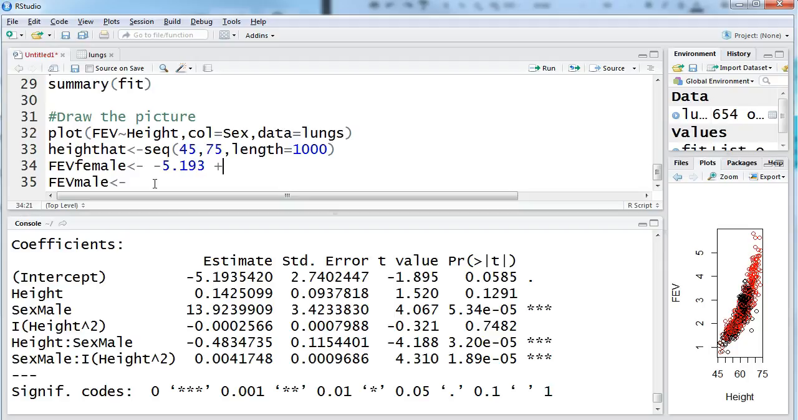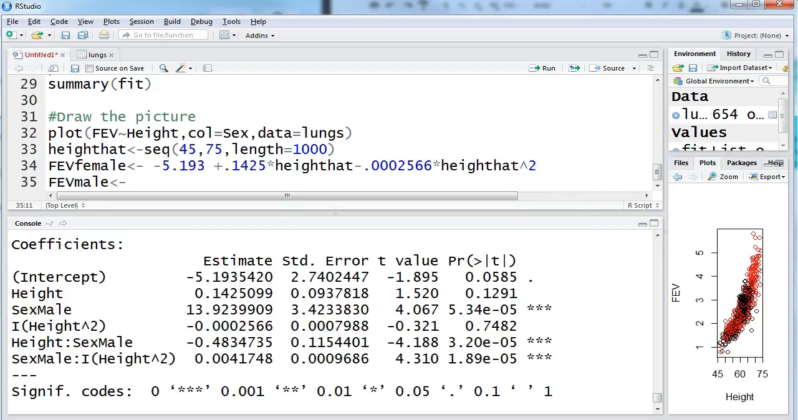And that's going to be 0.1425 times height hat. Is that all? No, because we have a height squared. So minus 0.0002566. I hope you're following along with where I'm getting these letters. Height hat squared. Here was height squared. Since we're talking about baseline, that's the effect that I need.